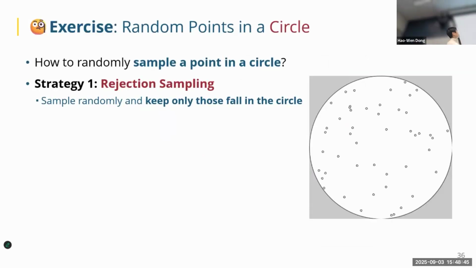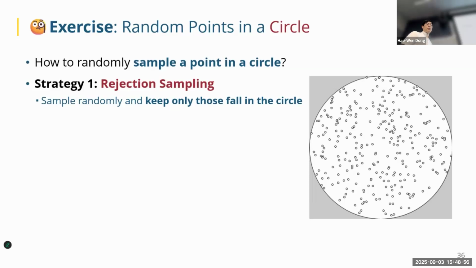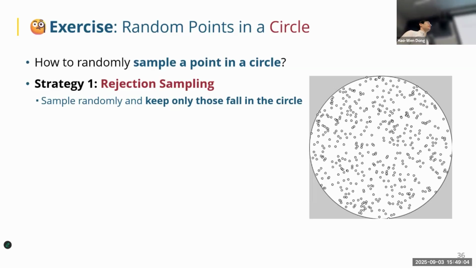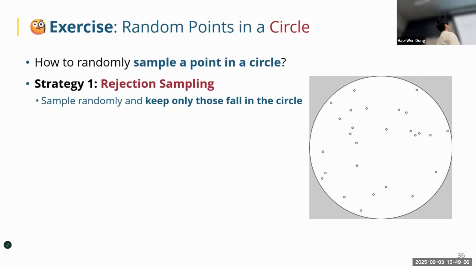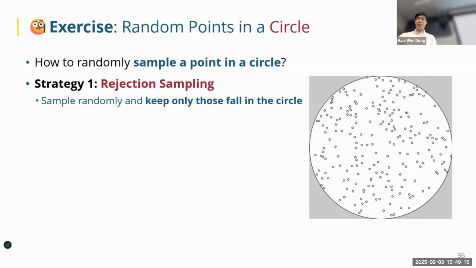So now what we want to do is this: random points in the circle. This is a little bit tricky, but over time you might want to use this, especially when you are designing some cool art. So how do we randomly sample a point in a circle? This is the first strategy. We just sample randomly and we keep only those that fall into the circle. So let's do it.